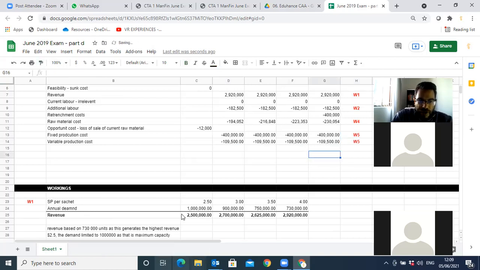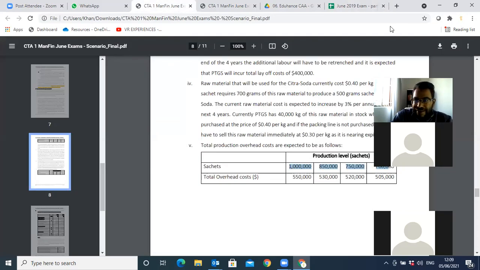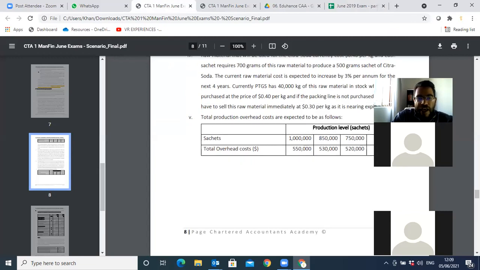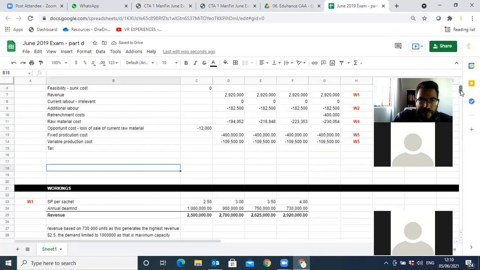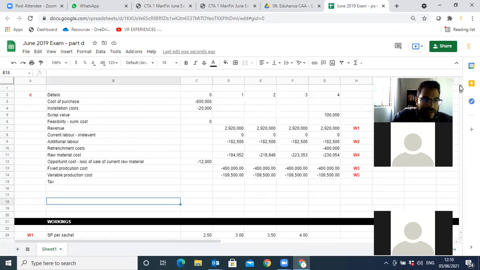If I go back to the scenario, there is nothing else, so therefore we're good to go. The only thing you're going to have to bring through, so I'm not going to deal with the tax component, you have to deal with tax. What you need to know is that every line item over here has a tax implication. So you know how to deal with the tax from the costing and the scrap value.